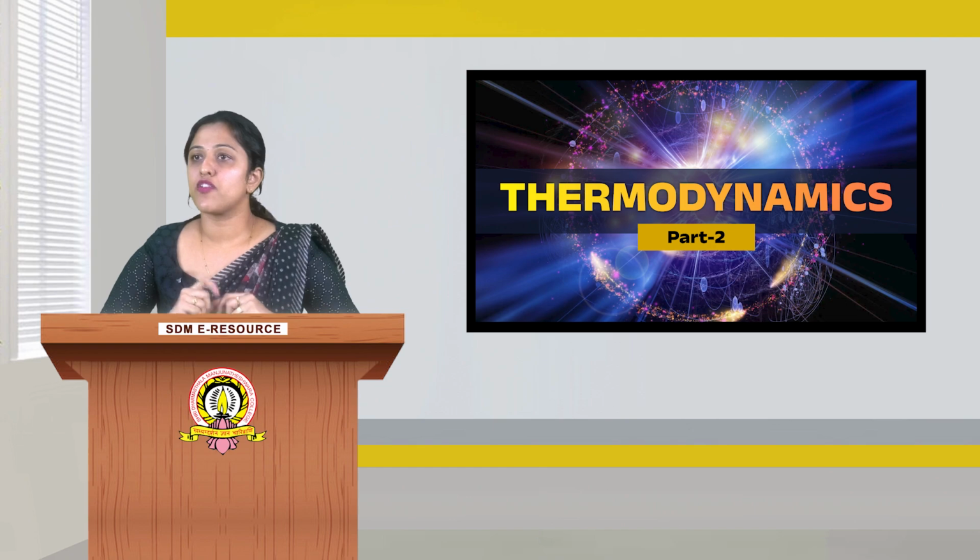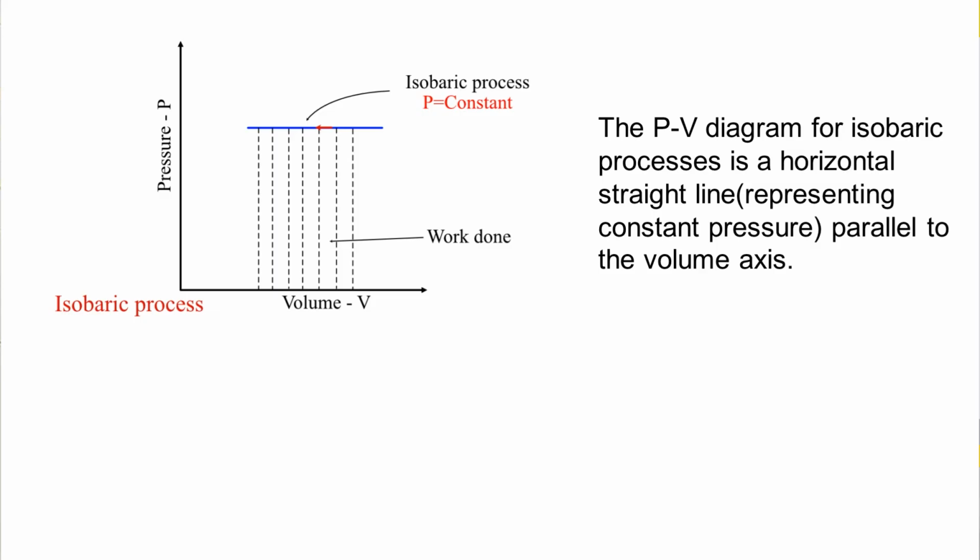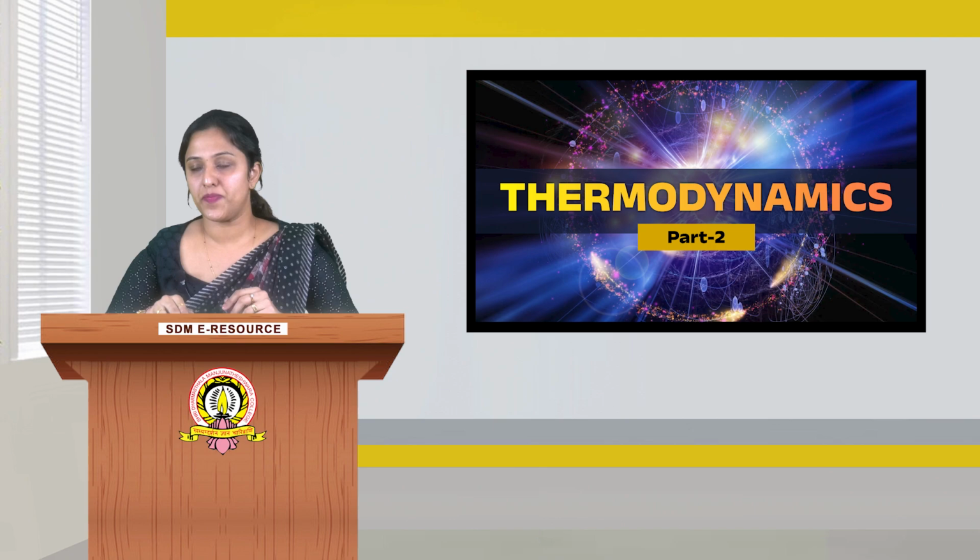The PV diagram for isobaric process is a horizontal straight line, representing constant pressure, which is parallel to the volume axis. We have the pressure versus volume graph here, where the volume is taken along the x axis and pressure along the y axis. So the horizontal line represents that as the volume changes, the pressure remains constant. This process is called isobaric process, and the line is represented by a horizontal line parallel to the volume axis.